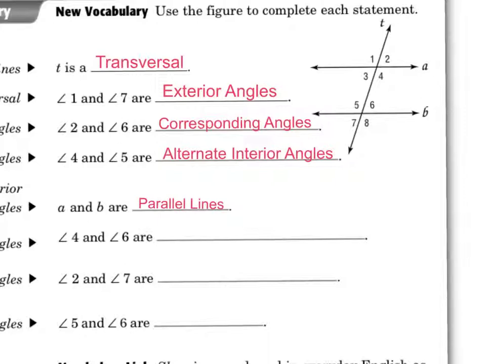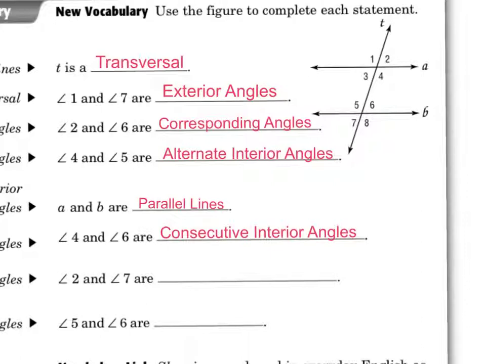Keep it going. Angle 4 and angle 6 are consecutive interior angles. Consecutive interior angles are angles that are inside, which makes them interior, but they're consecutive, meaning they are on the same side of the transversal. Both are on the right or both are on the left. And they form, if you look, angle 4 and angle 6 make a C, or 3 and 5 make a backwards C.